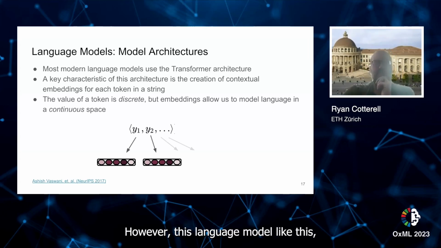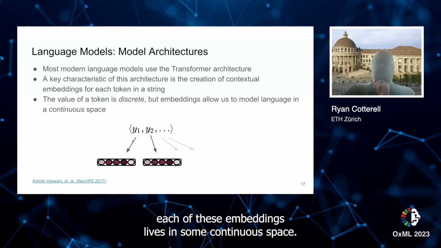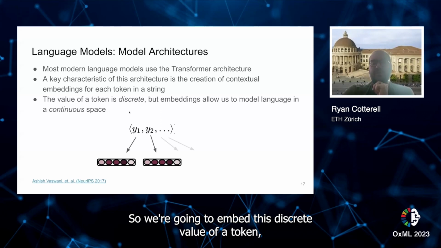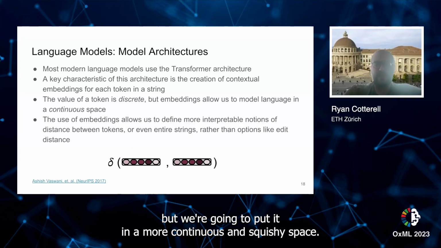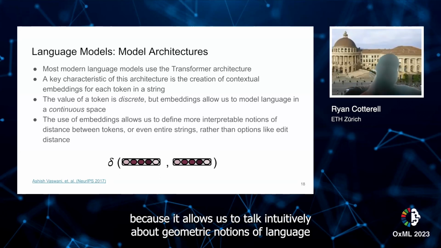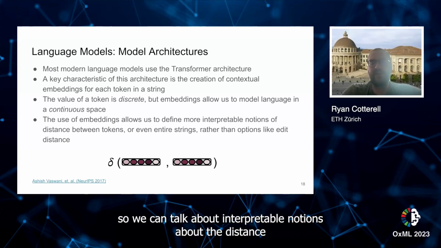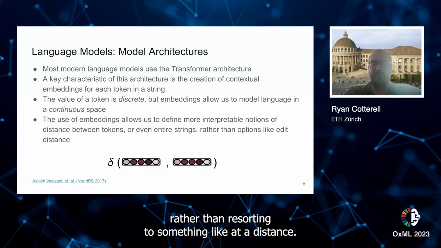However, in this language model, each of these embeddings lives in some continuous space. So we're going to embed this discrete value of a token, but put it in a more continuous and squishy space. This is useful because it allows us to talk intuitively about geometric notions of language. So we can talk about interpretable notions of distance between different tokens in context or strings, rather than resorting to something like edit distance.